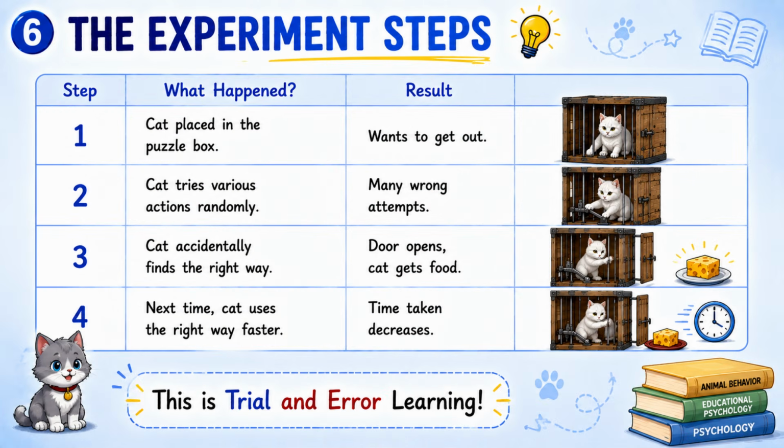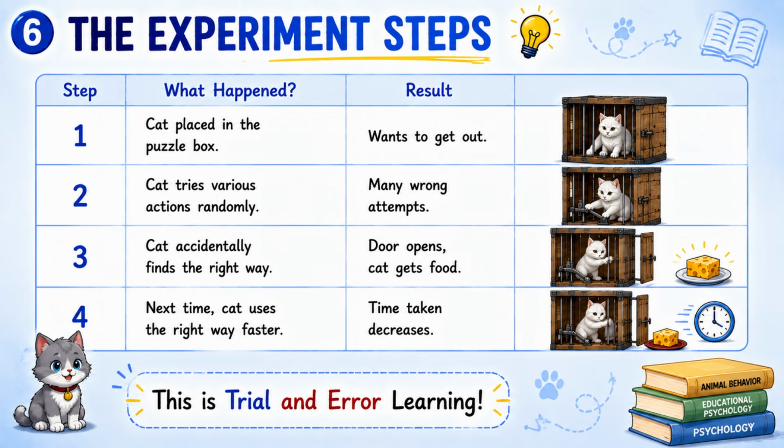Now, let's see the experiment step by step. Step 1. The cat is placed inside the puzzle box. It immediately wants to escape because the food is kept outside. இது கேட்க்கு ஒரு மோட்டிவேஷன் கிரியேட் பண்ணுது. பிகாஸ் வெளியே வந்தாதான் அதுக்கு அந்த ஃபுட் கிடைக்கும்.